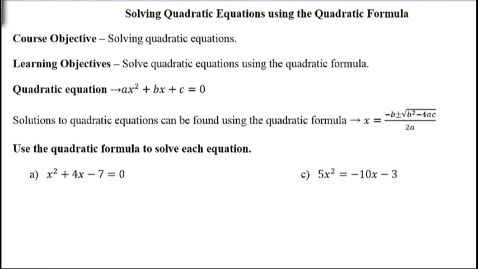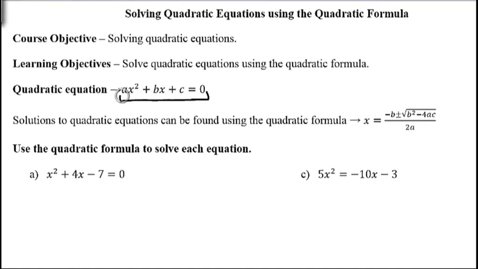This video is on solving quadratic equations using the quadratic formula. This is when you have a quadratic equation in the form ax squared plus bx plus c equals 0, and you need to make sure that you have 0 on the right-hand side of the equation before you can use this. If you have a quadratic in this form, then x is going to equal negative b plus or minus the square root of b squared minus 4ac, all over 2a.